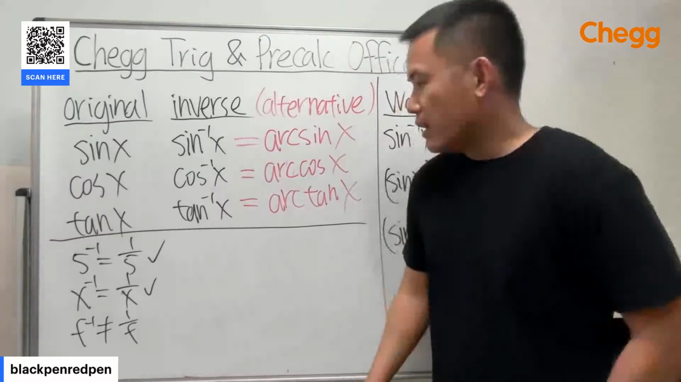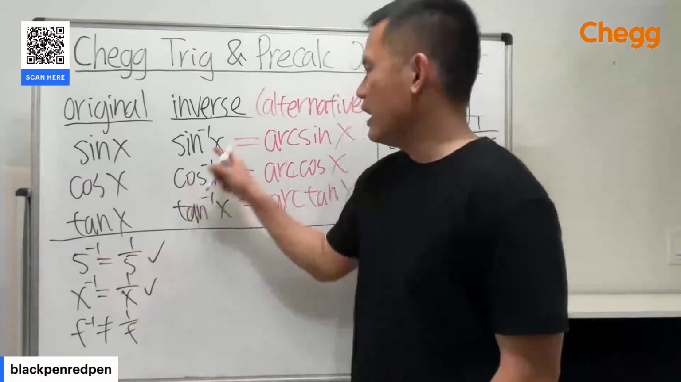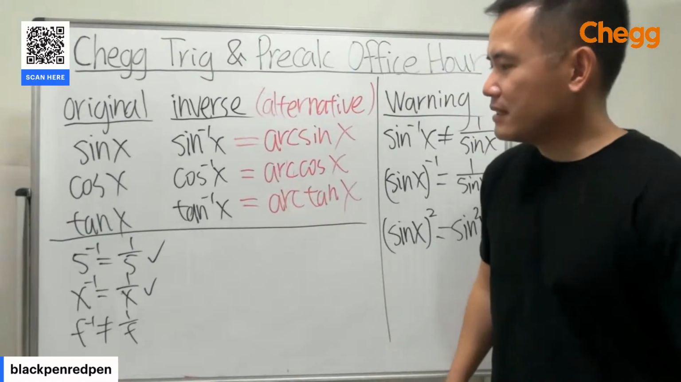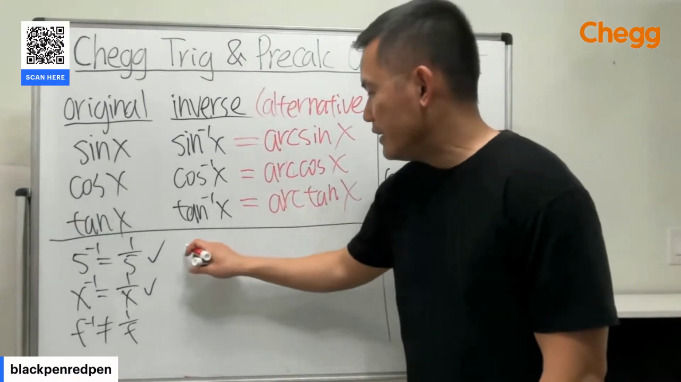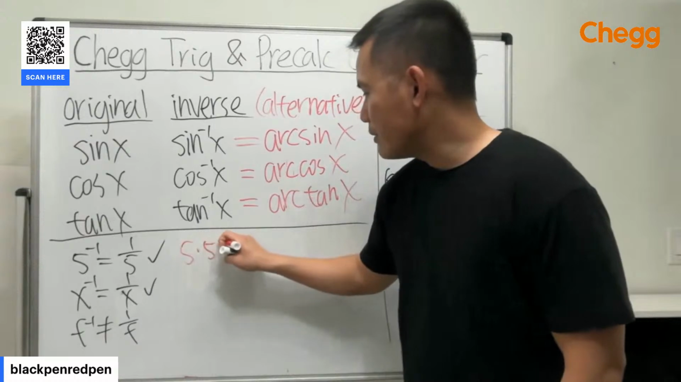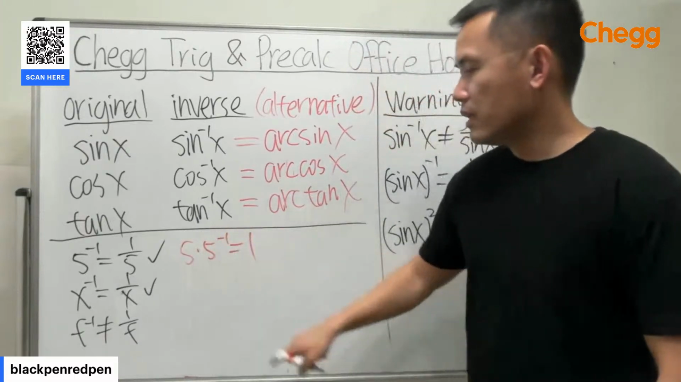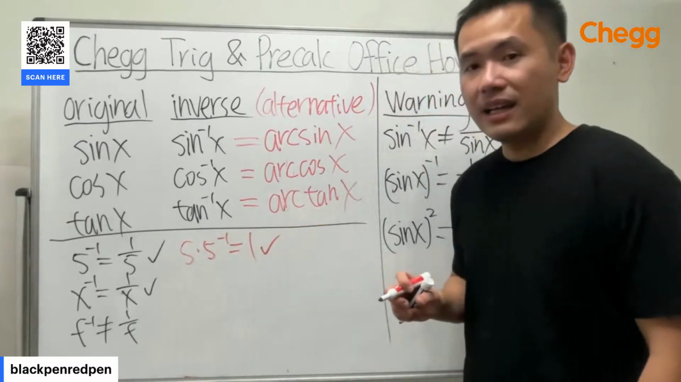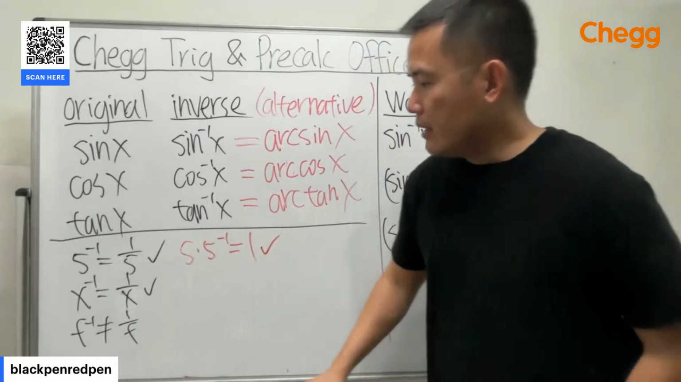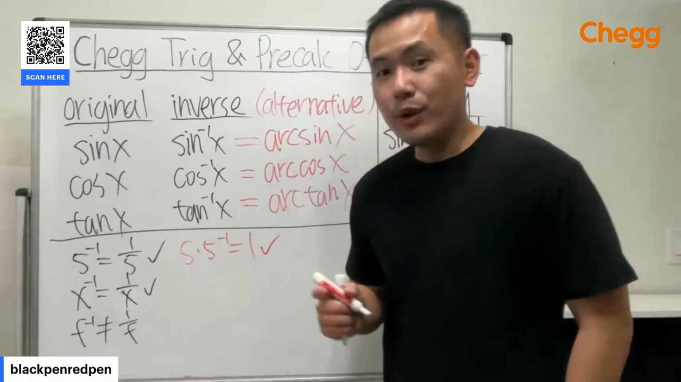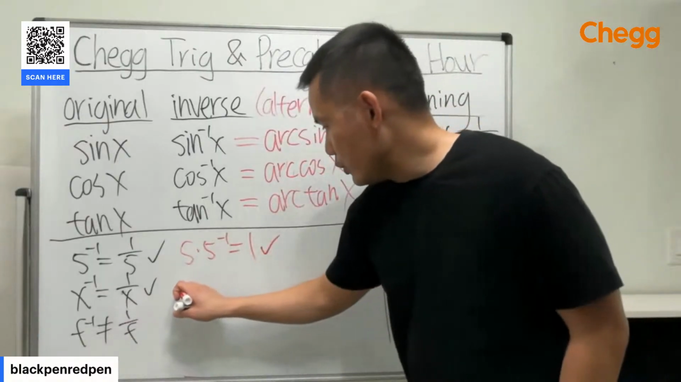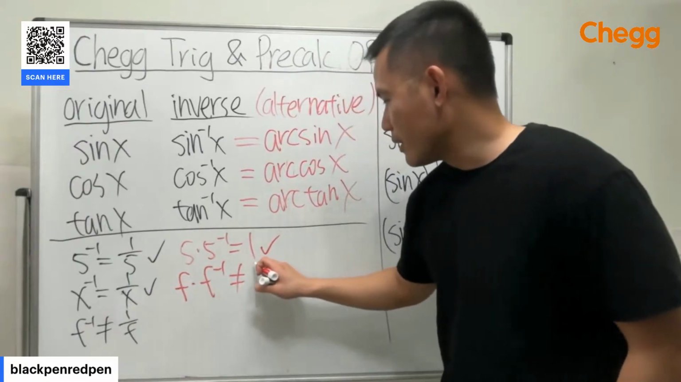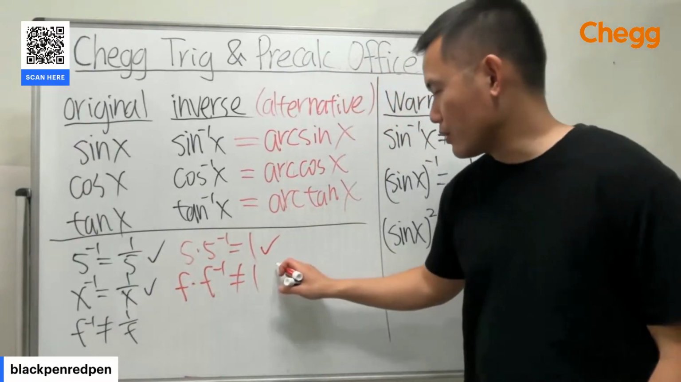The reason I said that the -1 and the inverse does kind of have some similarity is that, check this out. If I do 5 times 5 to the -1, I get 1. Because I'm just doing 5 times 1 over 5. So that's that. Why do we use the -1 notation? Here, you cannot just say f times f inverse. This does not give you 1 in general. So this is no.